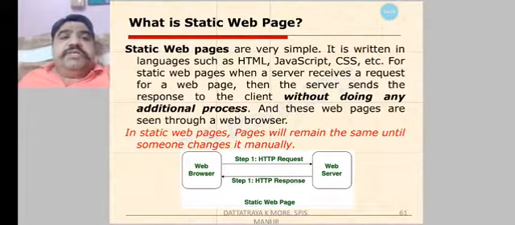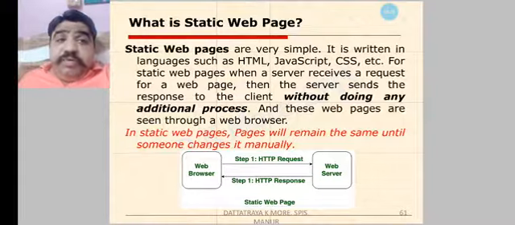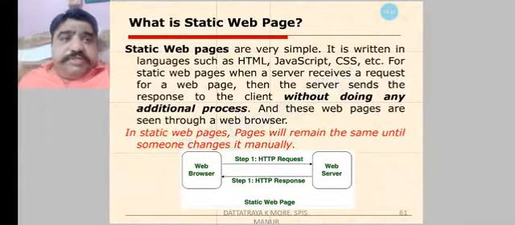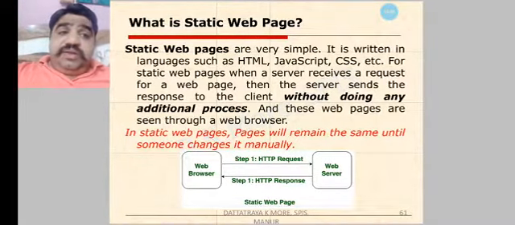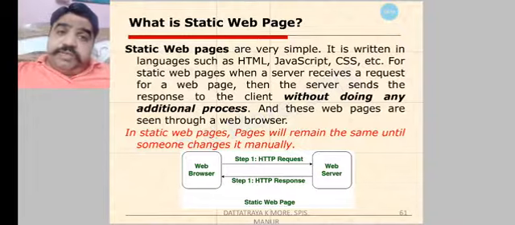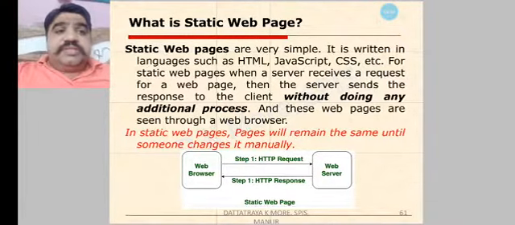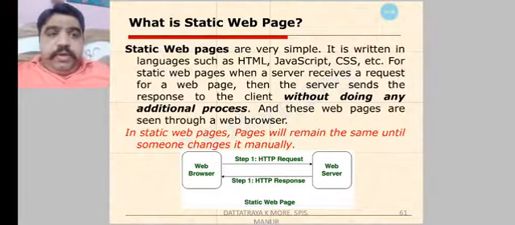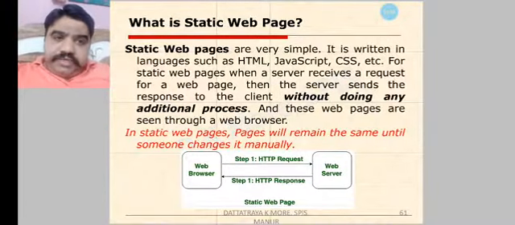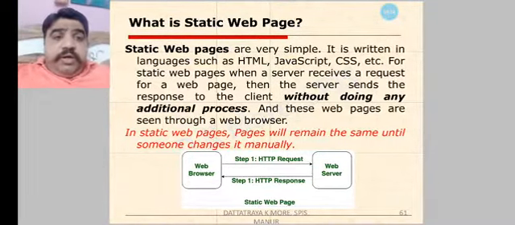Static web pages are very simple. They are written in languages such as HTML, JavaScript, CSS, cascading style sheet, etc. For static web pages, when a server receives a request for a web page, the server sends the response to the client without doing any additional process. And these web pages are seen through a web browser like Internet Explorer or Google Chrome.